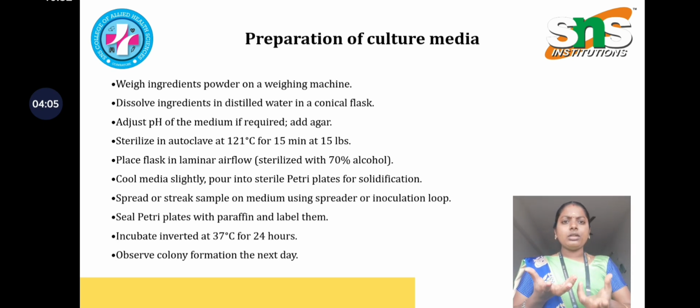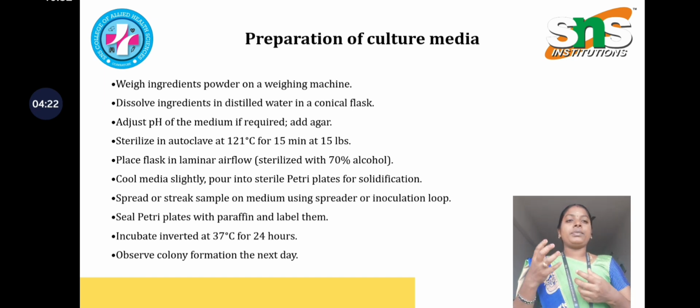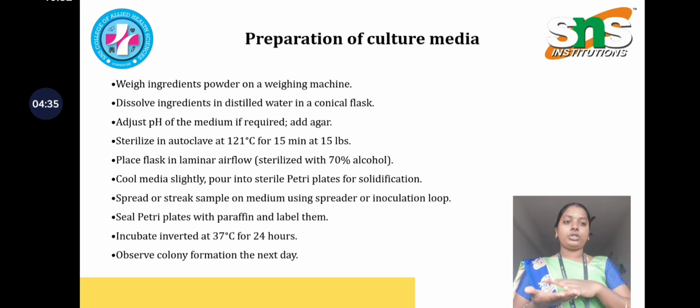Through several techniques like the spread plate technique or the streak plate technique, we can use a spreader or inoculation loop for spreading and streaking. The petri plate should be sealed with parafilm and labeled with the date, the purpose, and which microorganism is involved in the growth. Like that, several details are labeled on it. And this should be incubated in an inverted position.